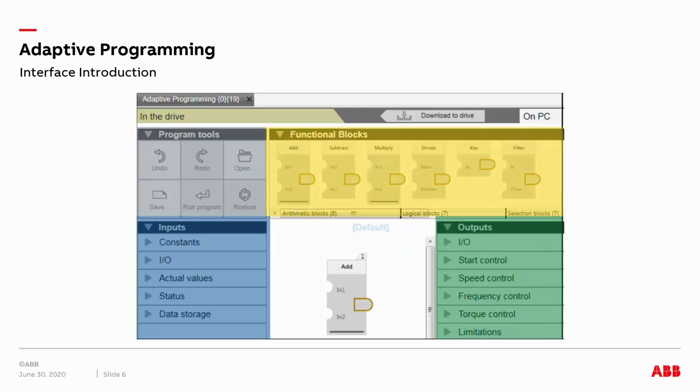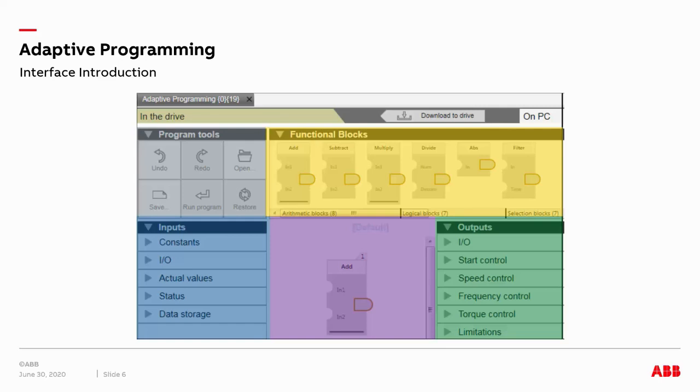Top part, you have the actual list of function blocks available to you, broken down into sections like arithmetic blocks, logical blocks, selection blocks. So you'll see them all. That scrolls to the right, left and right. And then the last section is the programming area in purple down below.